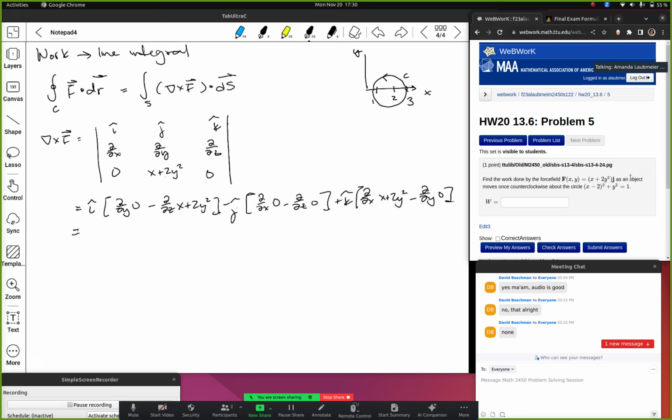And when I simplify all this, in my i hat, I'm going to get 0 minus 0. In my j hat, I'm going to get an even easier 0 minus 0. And then in my k hat, I'm going to get 1 from that first derivative minus 0 from that second derivative. So my del cross f here is 0, 0, 1.